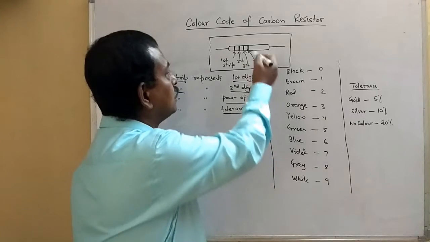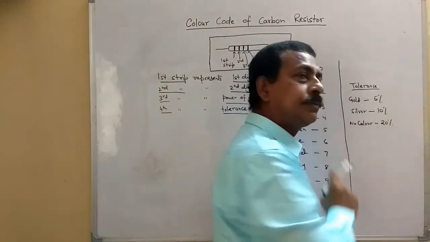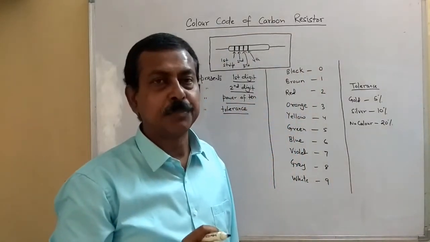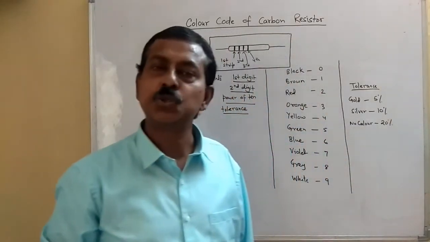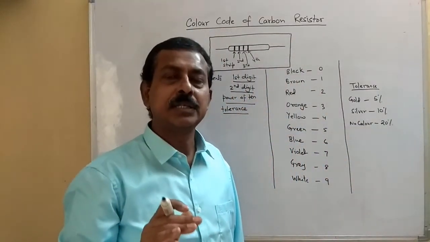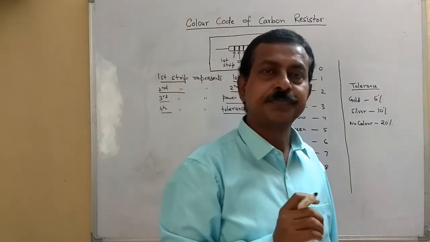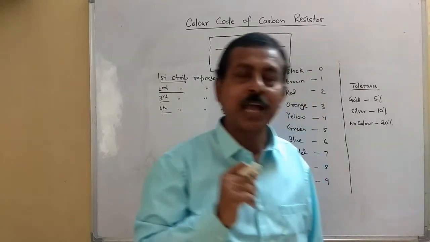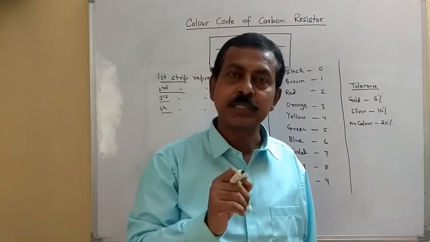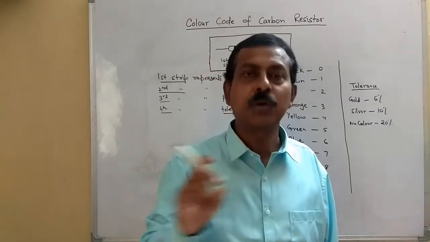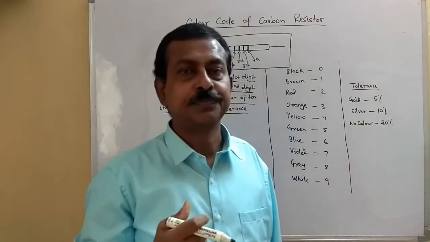Then for the tolerance, that is for the fourth band, if it is golden or gold, then it is 5%. If it is silver, then it is 10%. If no color is there, then it is 20%. If no colored band is there for the tolerance, then we take its tolerance as 20%. So if you know the value of the different colors and the tolerance, and the color code is given for a particular carbon resistor, you can find its value.